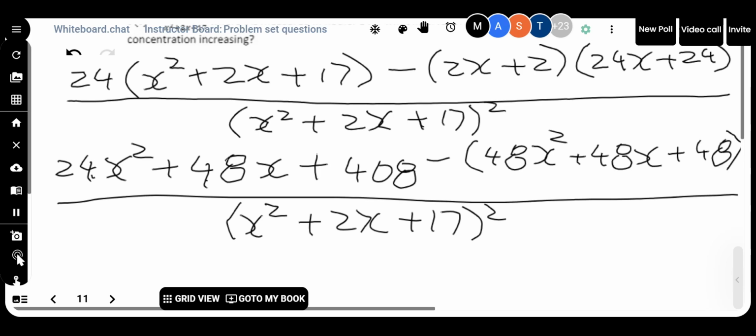Can anybody tell me why the bottom of this derivative we're working out here will never be negative? Give me one quick statement. Because it's squared. Thank you, Taj. So all we need to focus on, since it's a fraction, is that if the top of the fraction is positive and the bottom is positive, then the whole thing is positive. If the top is negative and the bottom is positive, then the whole thing is negative.